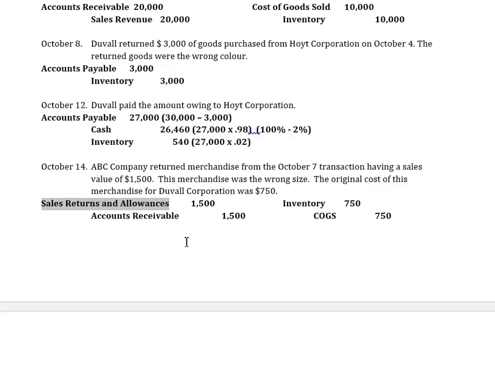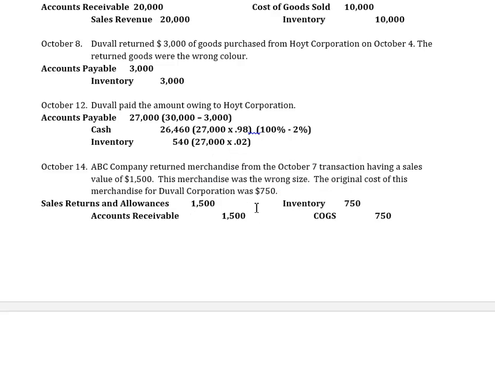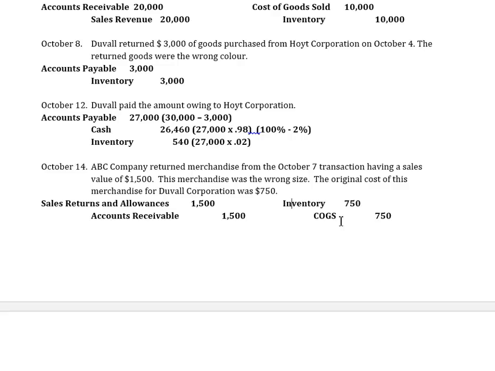Remember, the sales returns and allowances account is a contra revenue account. It has a debit balance. But the other thing we're going to do, because it's a perpetual inventory system, is don't forget that $1,500 that we're going to reduce the receivable by and debit the sales return allowance account by. The original cost of that inventory to us as Duval was $750. So what are we going to do? Well, when ABC Company ships it back to us because it's the wrong size, we're going to put it back into inventory because we know we can sell it to somebody else who wants that size.